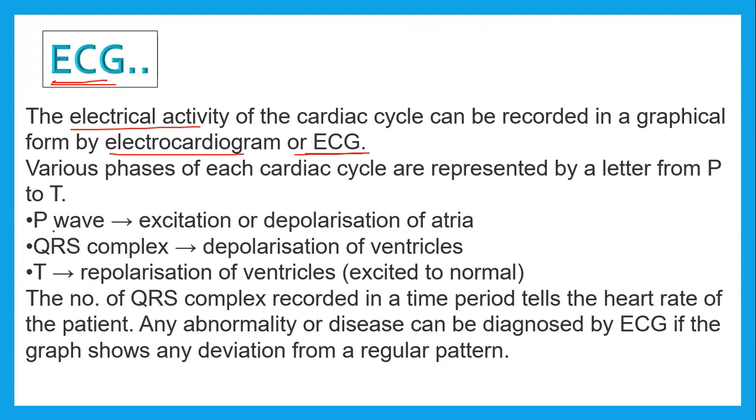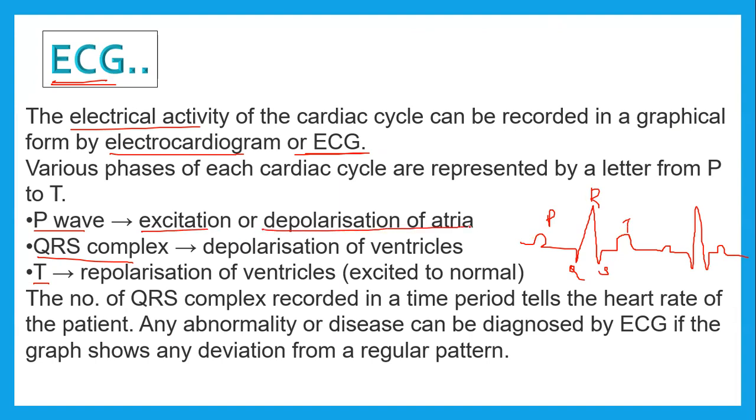Various phases are there. P wave is there. QRS complex is there. T wave is there. P wave means, this is how it goes. P is this, Q, R, S, and T wave. P represents the excitation or depolarization of the atria. Very important. P wave represents the depolarization of the atria or excitation of the atria.